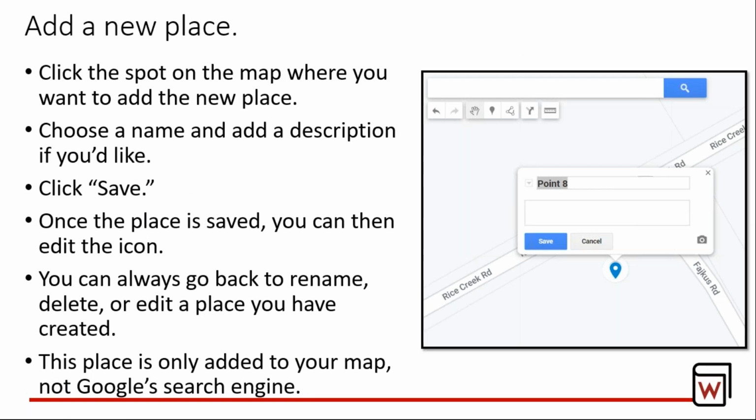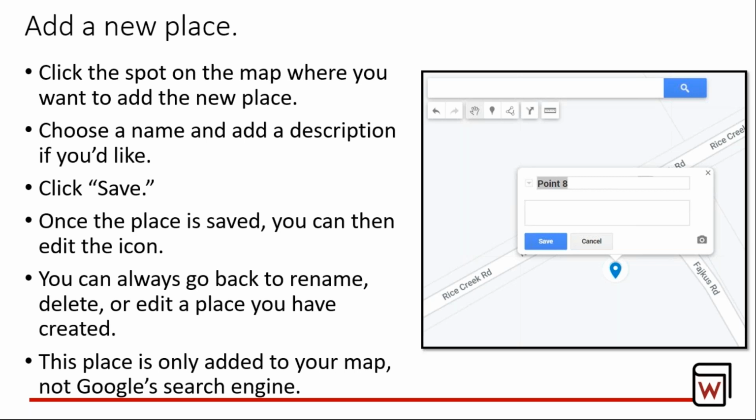You can rename it. So this was the 8th point that I added to my map, so it automatically named it point 8. You can rename it to whatever you'd like, as well as add a description and then click save. Once the place is saved, you're then able to edit the icon the same as we did previously, and you can change the color and you can go back and rename it if you'd like. Because at any point you can rename or redo anything that you've done to your map and all of your changes are automatically saved in your Google Drive.